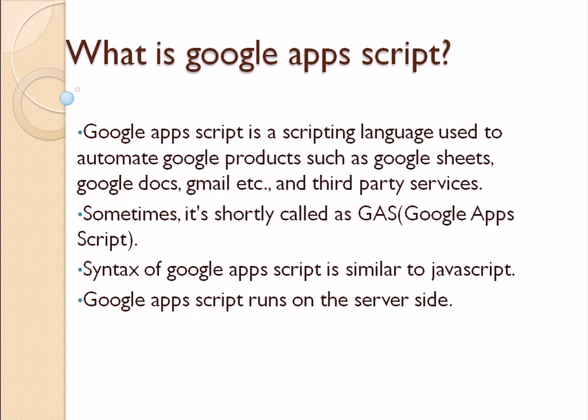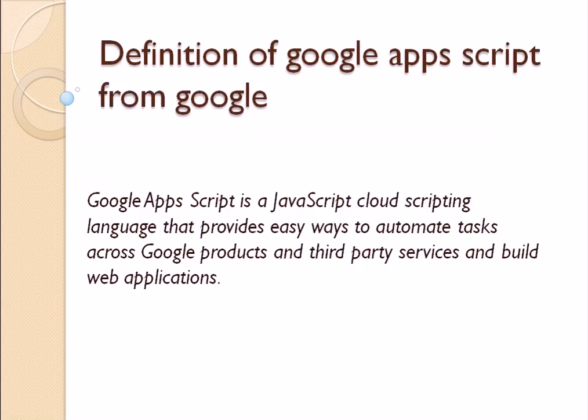And the last point is Google Apps Script runs on the server side. This is one of the differences between Google Apps Script and JavaScript, because JavaScript can be run only on the client side, but Google Apps Script can be run on the server, basically on the Google server. This is the actual definition of Google Apps Script by Google: a JavaScript cloud scripting language that provides an easy way to automate tasks across Google products and third-party services and build web applications. Yes, using Google Apps Script, you can also develop a web application.